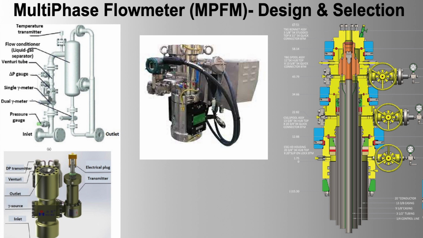Associated parameters on DCS for remote monitoring. 1. Flow rates. Oil flow rate, real-time measurement of the oil phase flow rate. Gas flow rate, real-time measurement of the gas phase flow rate. Water flow rate, real-time measurement of the water phase flow rate. 2. Phase fractions. Oil fraction, proportion of oil in the multiphase flow. Gas fraction, proportion of gas in the multiphase flow. Water fraction, proportion of water in the multiphase flow.